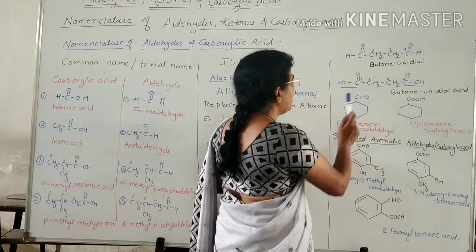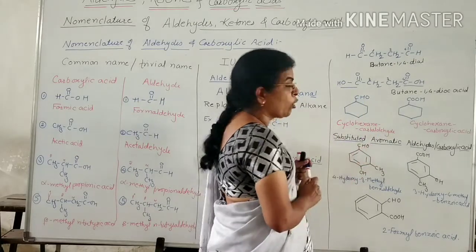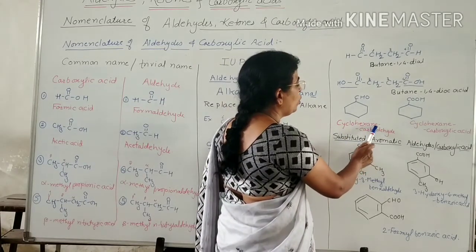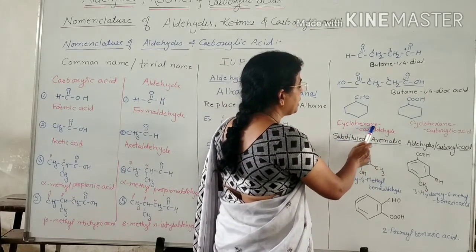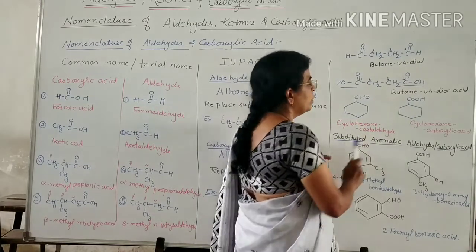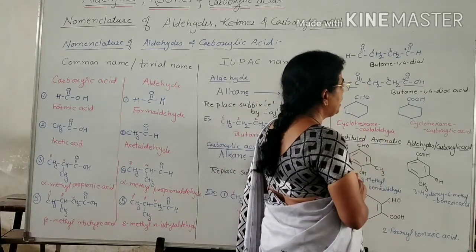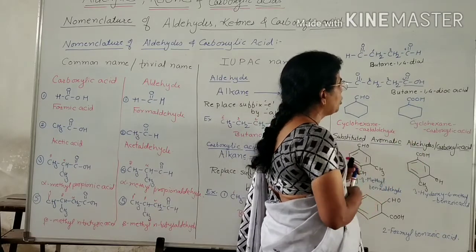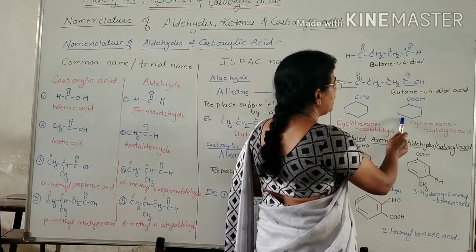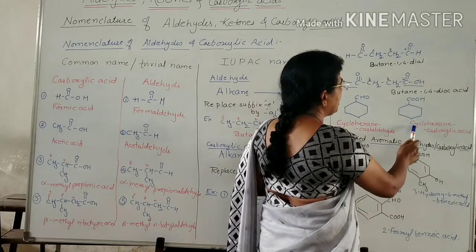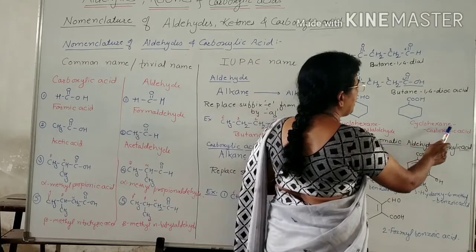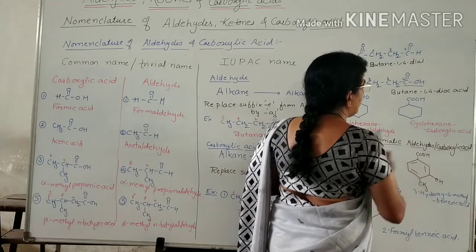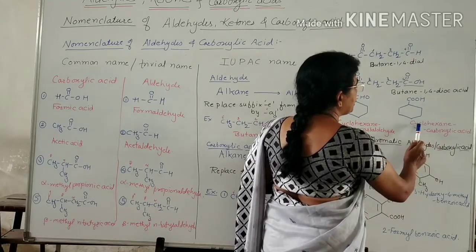For the aldehyde group, write carbaldehyde in the case of alicyclic aldehydes. Cyclohexane carbaldehyde. Don't remove the E. Now in the case of carboxylic acid, if the carboxylic group, or COOH group, is directly attached to an alicyclic ring, then here it is a cyclohexane ring. Therefore it becomes cyclohexane carboxylic acid. Don't remove the E.